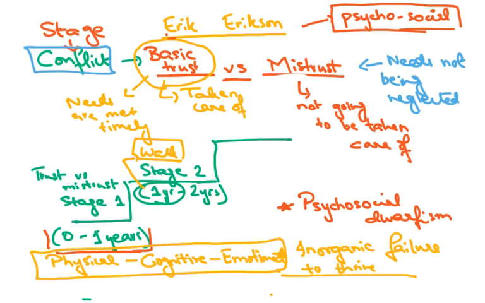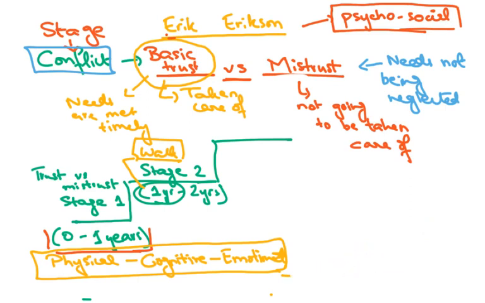Now, most children take their first steps around their first birthday. What is happening when they are learning to use a spoon by themselves? They are gaining in something which we call autonomy. And this is basically the conflict of stage 2, which is autonomy versus shame and doubt.